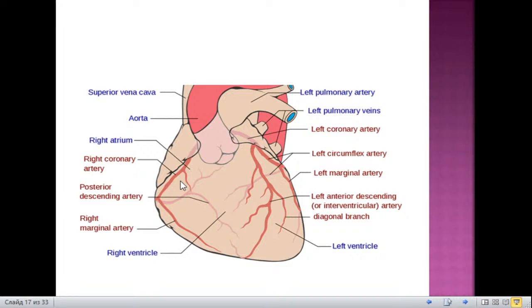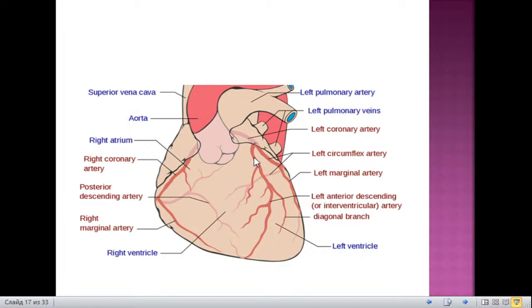So what is important and what is different in these two arteries? In contrast with the great circulation, look, all of the organs of the great circulation receive a fresh portion of the blood during the heart's systole, but not coronary arteries. Coronary arteries get a fresh portion of the blood during the diastole of the heart.